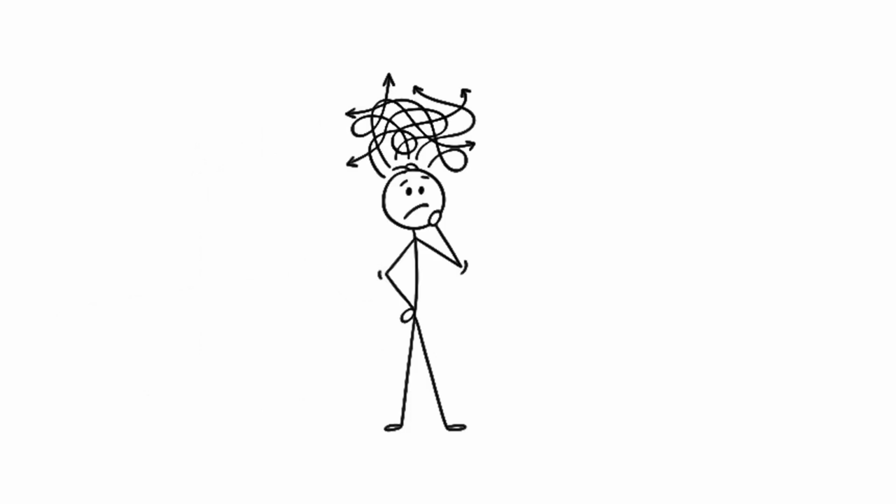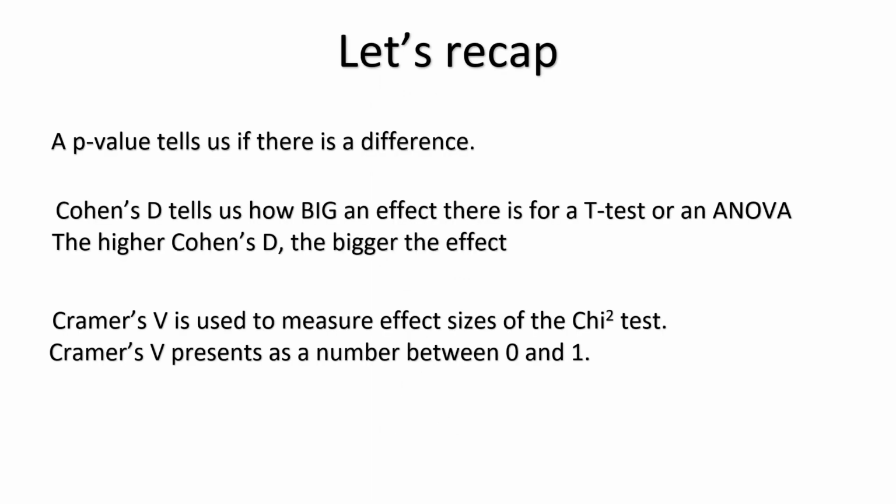It's back to the drawing board for our researcher to find a new solution to fix productivity, preferably without any negative side effects this time. Let's recap. A p-value tells us if there is a difference. Cohen's d tells us how big of an effect there is for a t-test or an ANOVA. The higher Cohen's d, the bigger the effect. Cramer's v is used to measure effect sizes of the chi-squared test. Cramer's v presents as a number between 0 and 1, acting similar to the correlation coefficient.